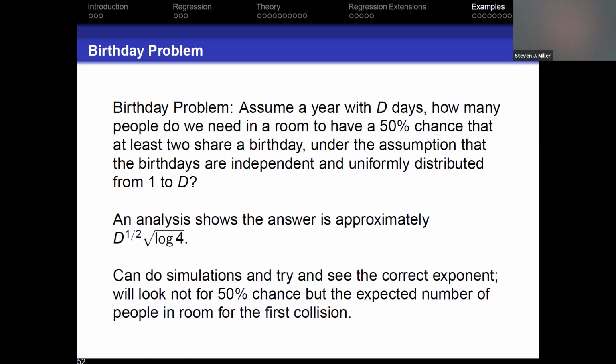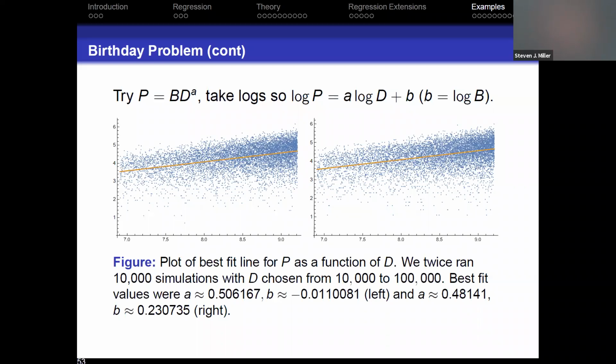If you do an analysis, there's actually a nice formula for approximately how many people you need before 2 people share a birthday. It's roughly the square root of d times the square root of the log of 4. So what we can do is we can do an experiment. And so what I did is, I said, well, let's guess that it's some constant times d to the a. We'll take logarithms so we have a nice relationship, and let's gather some data. So I ran 10,000 simulations, and I chose the number of days of the year to some random numbers from 10,000 to 100,000. And the best fit lines I got for the first one was a was 0.506, and b was negative 0.011, and for the second, a was 0.48, and b was 0.23.